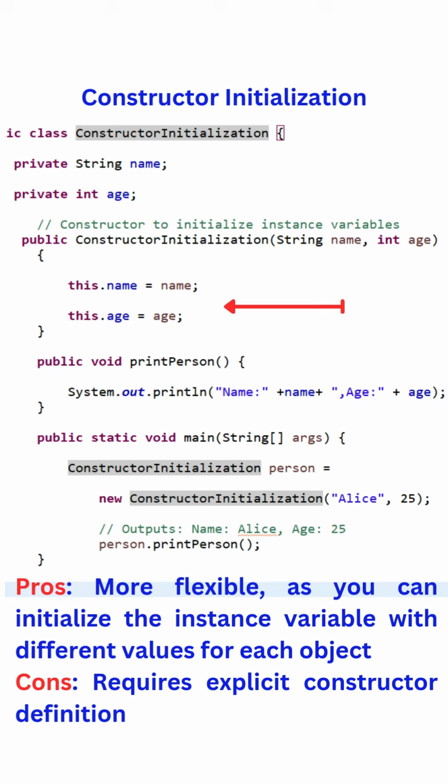Second one is constructor initialization. It refers to assigning values to instance variables when an object is created by using a constructor. This ensures that instance variables have proper values assigned upon object instantiation. Pros: more flexible, as you can initialize the instance variable with different values for each object. Cons: requires explicit constructor definition.